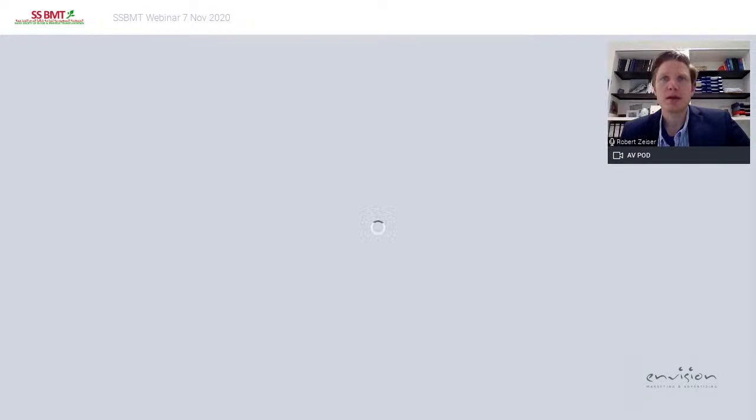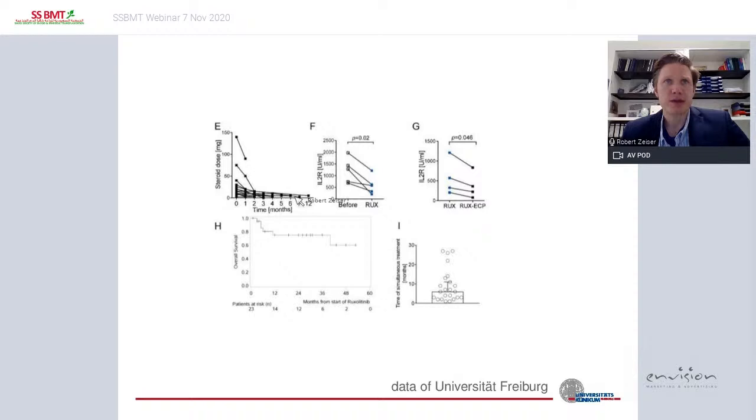This is the steroid dose that those patients needed. You see in most patients, the steroid dose could be tapered after the combination of Rux and ECP. You see that before any treatment, the IL-2 receptor levels in the serum were high, and with ruxolitinib they went down. But when we combined ruxolitinib with ECP, they further declined, showing that although ruxolitinib is effective, the combination may further reduce the inflammation in the body.